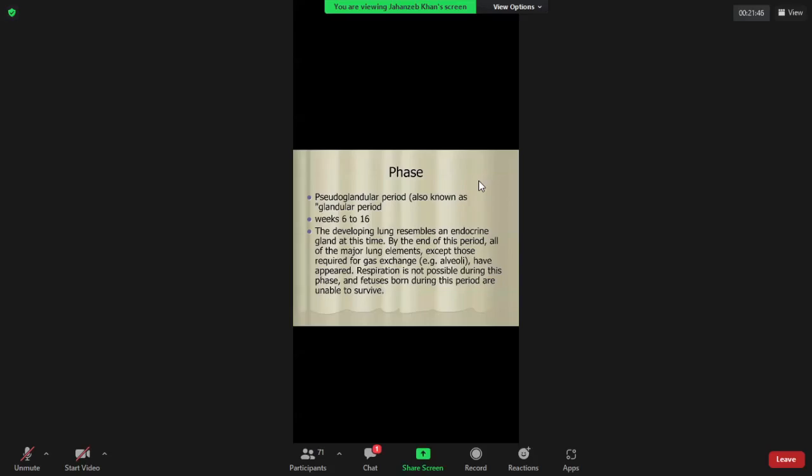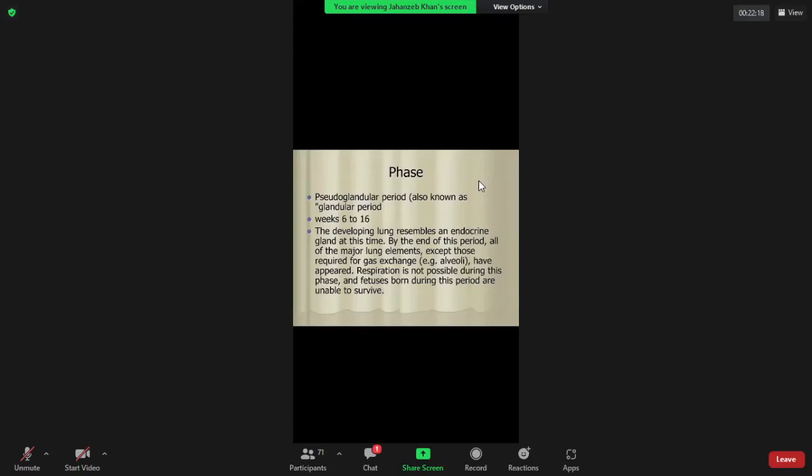So we have already gone through the chart. So in the pseudoglandular period, okay, 5 to 16 weeks is mentioned. So in this phase, you see that the lungs are formed, but they are not functional. If a baby is born at this time, it is unable to survive. The baby would not be able to survive basically.